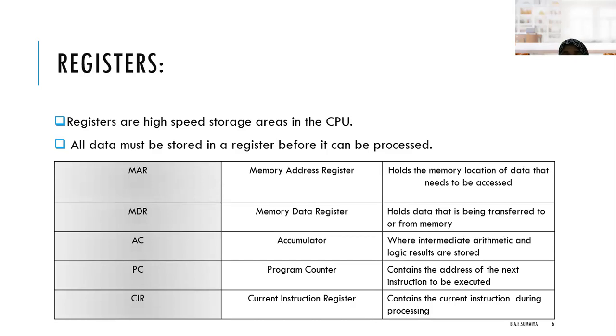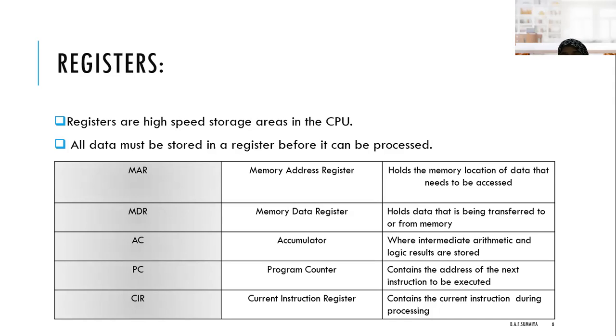MAR, Memory Address Register. It holds the memory location of data that needs to be accessed. MDR, Memory Data Register. It holds the data being transferred to or from memory. Accumulator, AC, where intermediate arithmetic and logic results are stored.